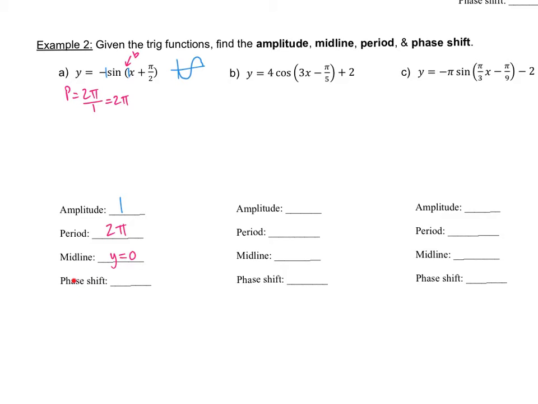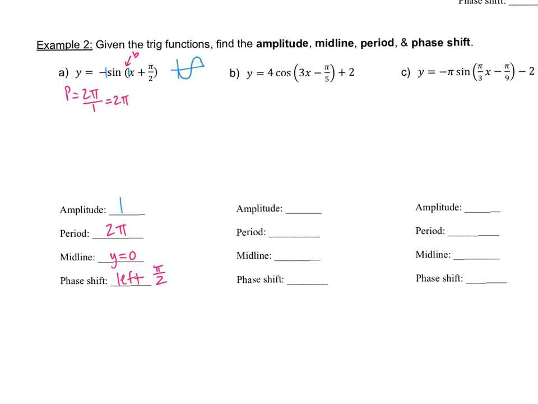Now, the phase shift, I do have a phase shift here. There's a plus pi over 2. So if we have a plus sign in the parentheses, that means we're going left. And in this case, we are going left pi over 2. So this would move to the left. Instead of starting at 0, it would have to start at pi over 2 on the left side, which would be this side here.